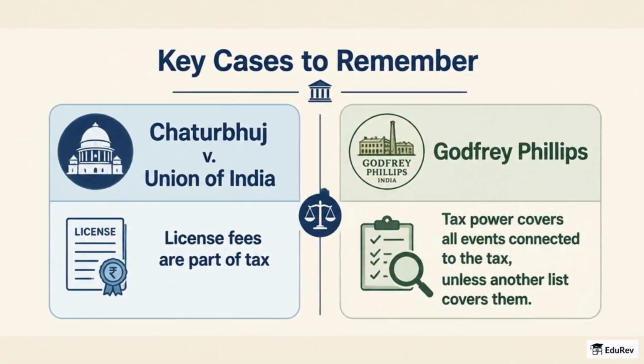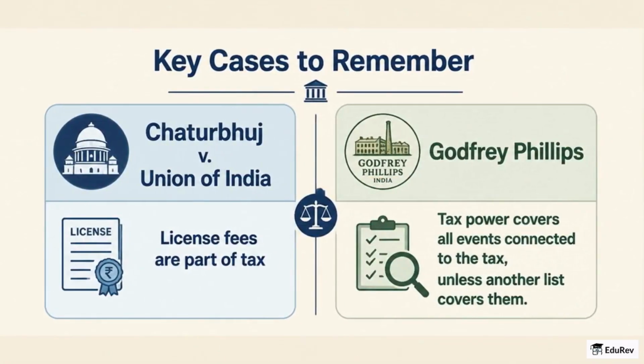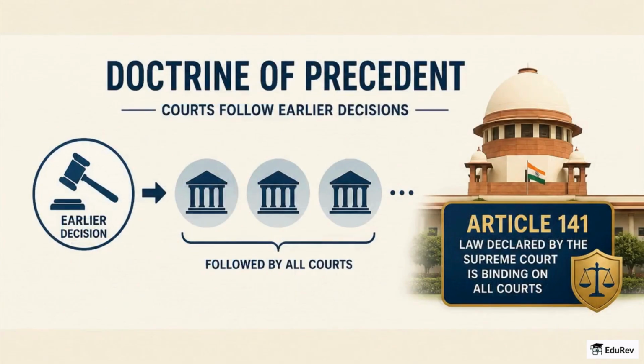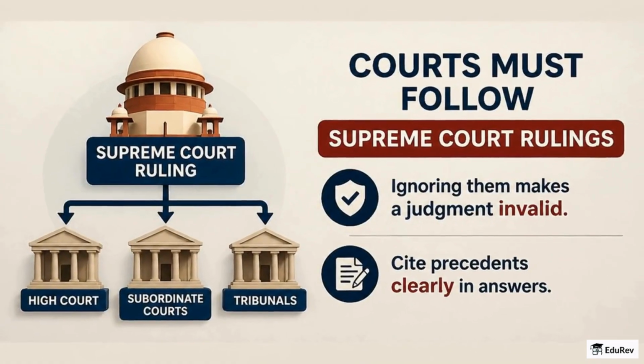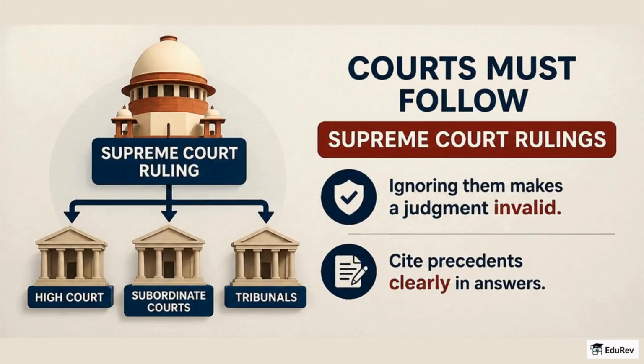Key cases to remember are Chaturbhuj versus Union of India, which upheld license fees as part of taxation, and Godfrey Phillips, which said tax power covers events related to that tax unless another list covers them. Next, the doctrine of precedent or stare decisis. Courts follow earlier decisions to ensure certainty, and Article 141 makes the Supreme Court's law binding on all courts. In practice, lower courts must respect Supreme Court rulings, and ignoring them can render a judgment null and void. So cite precedents clearly in answers.